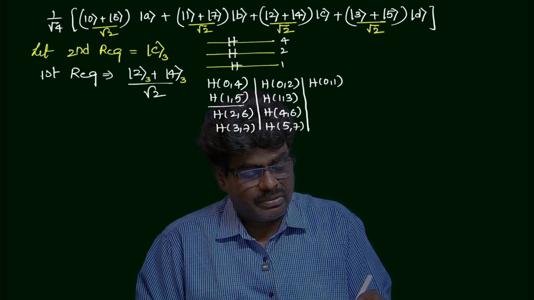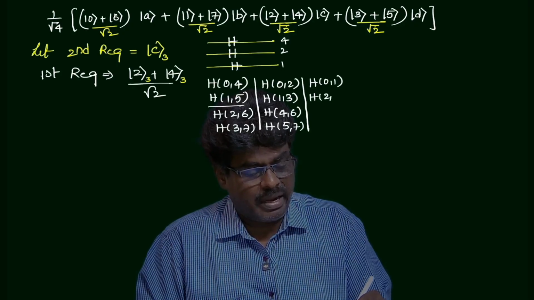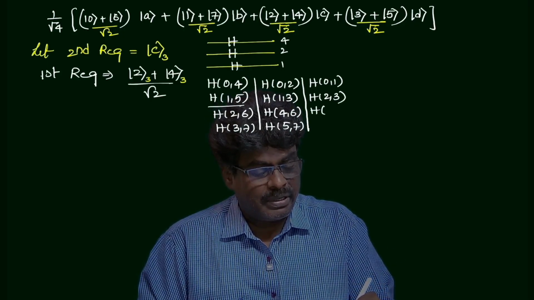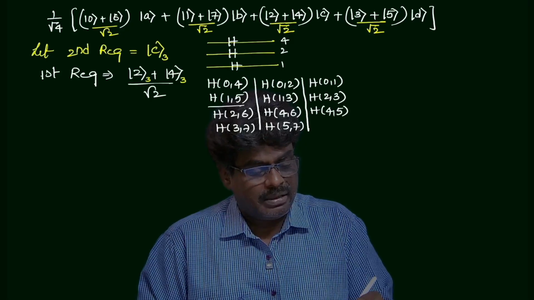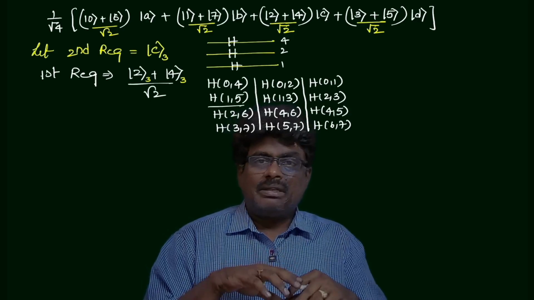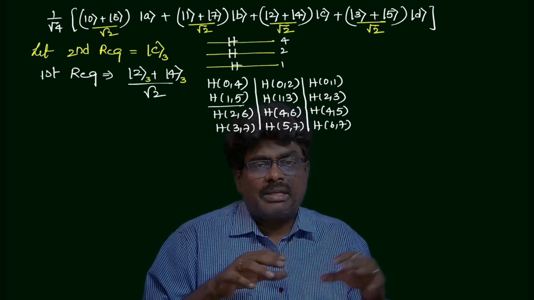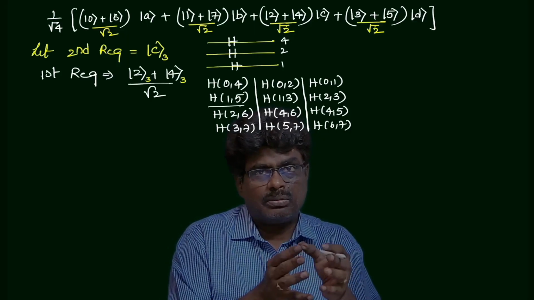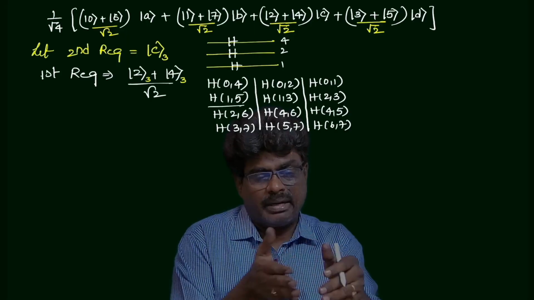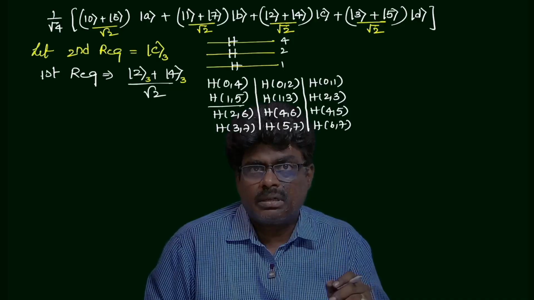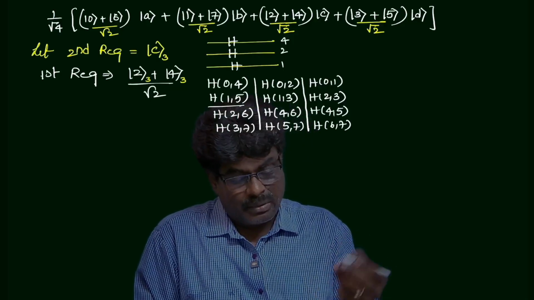So H of 0 comma 1, so add 2, 2 comma 3. Next add 4, so no need to get tension, it's very easy. And 6 comma 7. Actually, instead of doing that algebra, it's very easy to understand the operations, how to operate those gates. That means Hadamard operations, 3 Hadamard gates are there. This is easy to do the algebra. Okay, so let us proceed.